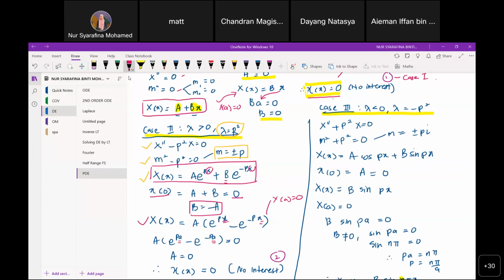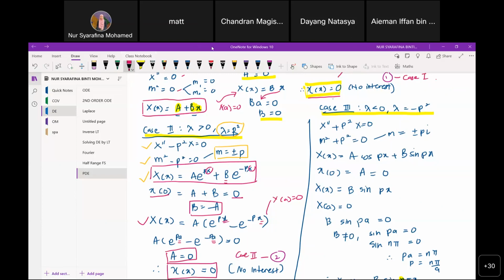Alright, then putting this to the right hand side will give you A equals 0 also. And A is 0, B equals minus A, which will give you X is 0. Again, no interest. Alright, so this is your solution for the second case.